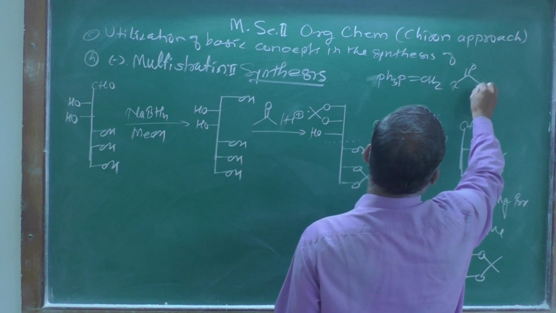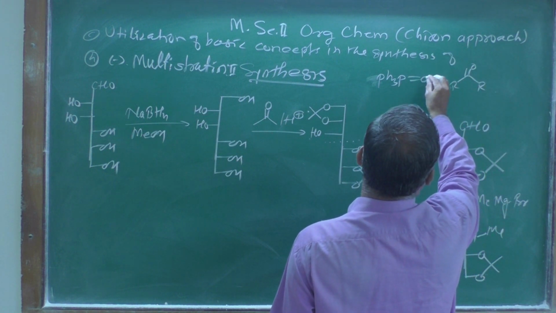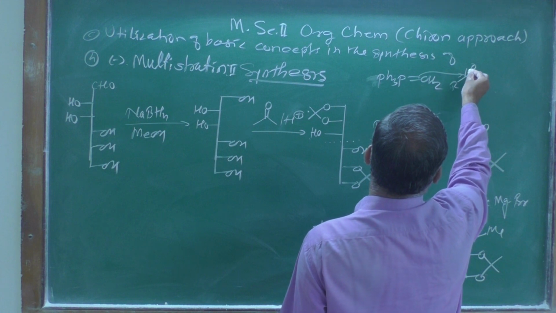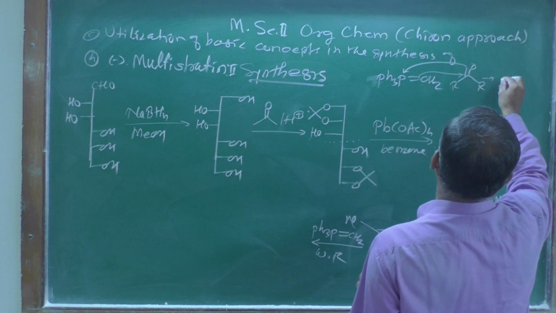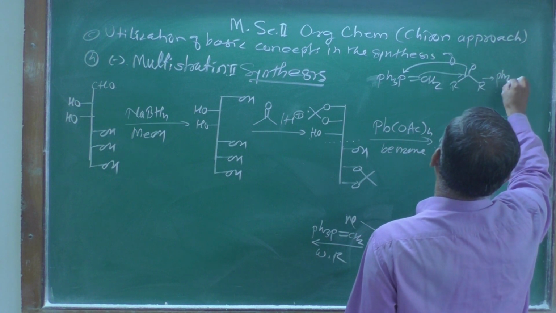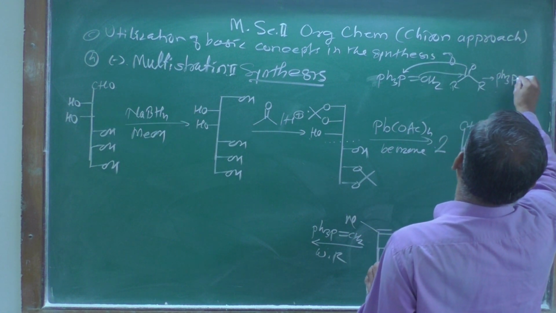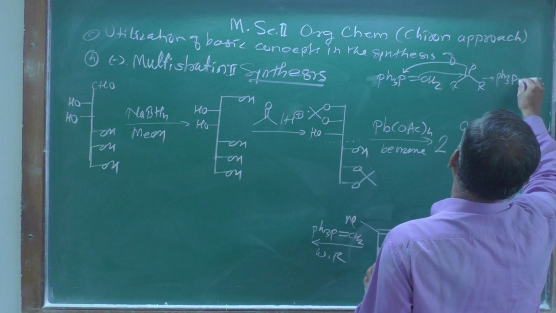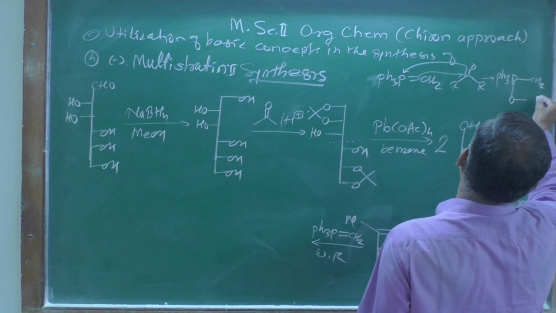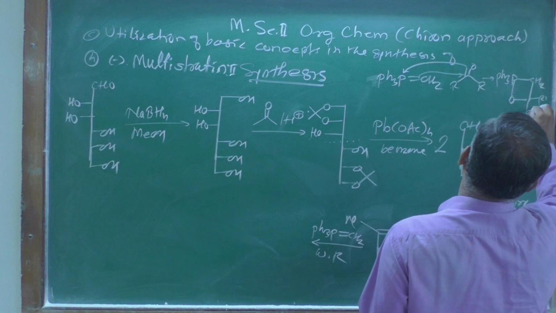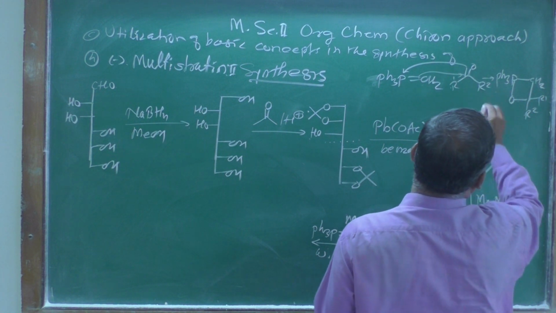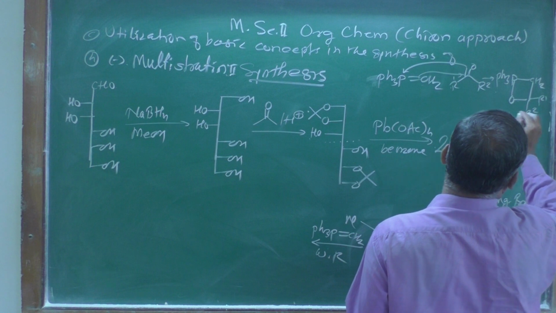General R we can call it. What is going to happen? This is going to react with that carbonyl group and that oxygen with this, and you are going to get PPh3, then CH2, here the oxygen atom, and here generally R1 R2. So this is a butane formation takes place.